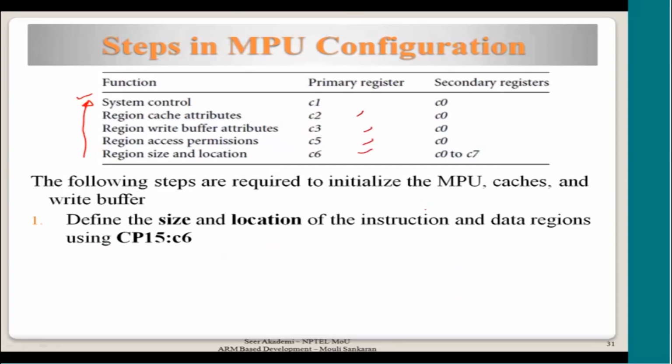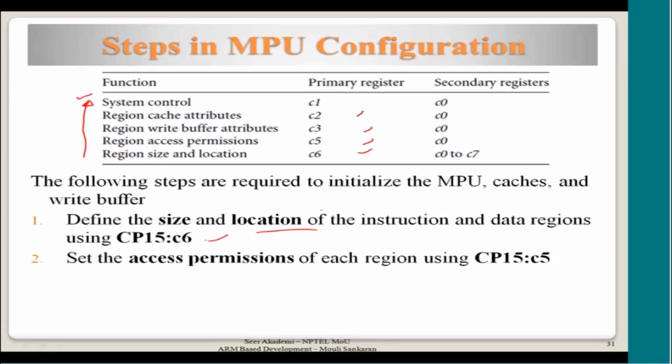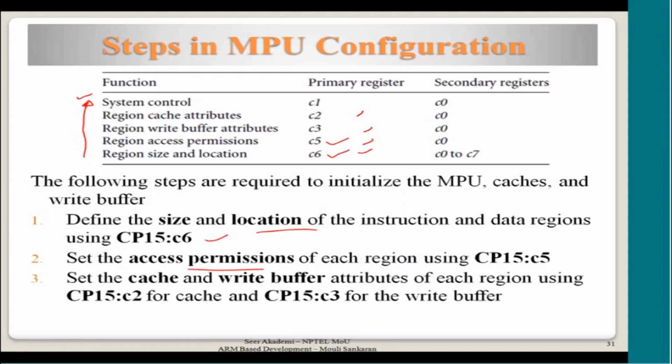Until it is enabled, the MPU will be in a dormant state. It will not do anything. Once it becomes active, then it will start controlling. Okay. So define the size and location first using register C6, and then set access permissions for each region using C5.